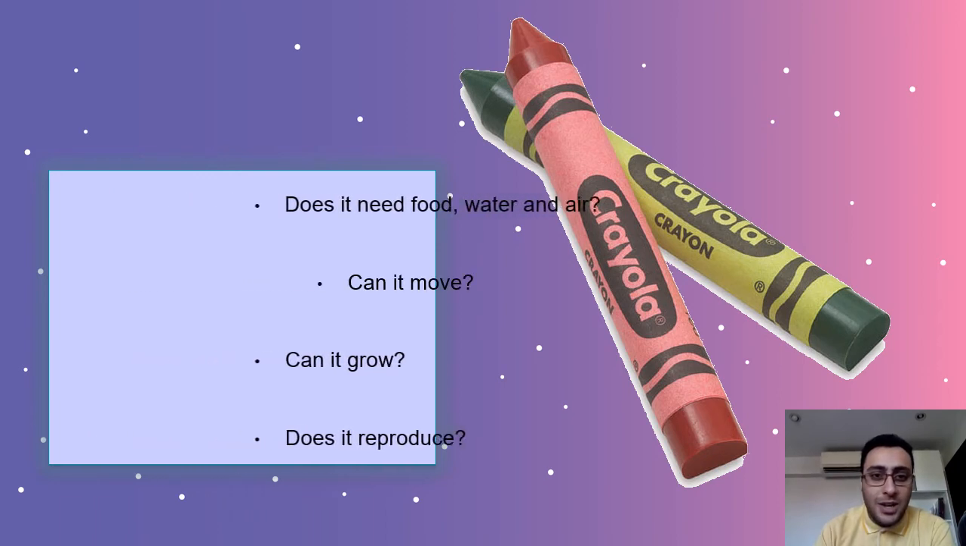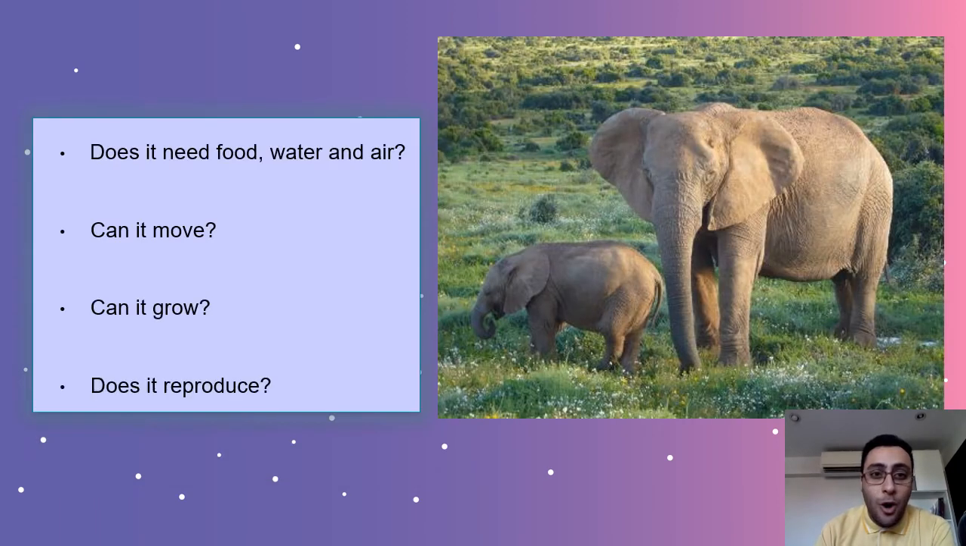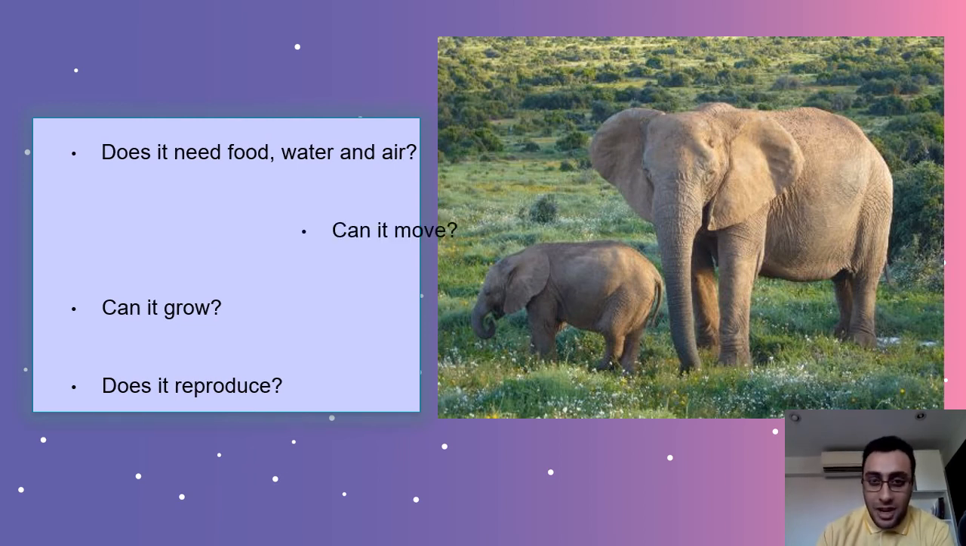Let's see what's next. Elephant. I love elephants. Does it need food, water, and air? Can it move? Can it grow? Does it reproduce and have babies? Look at here. Yes. So, it is a living thing. Next.